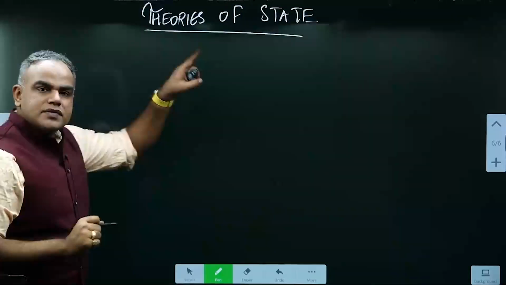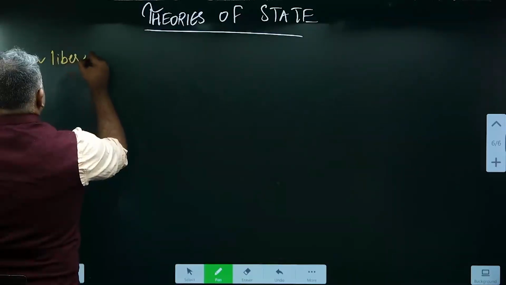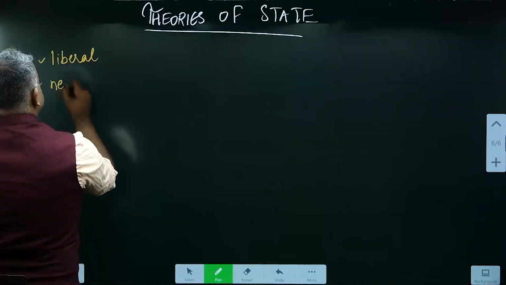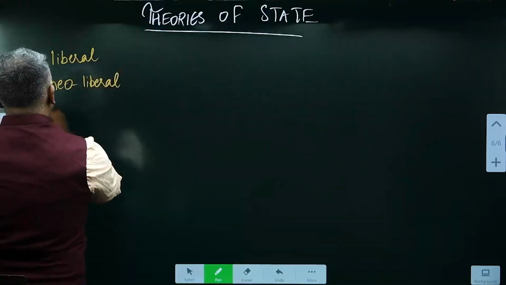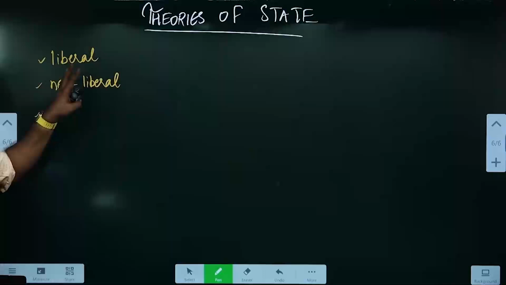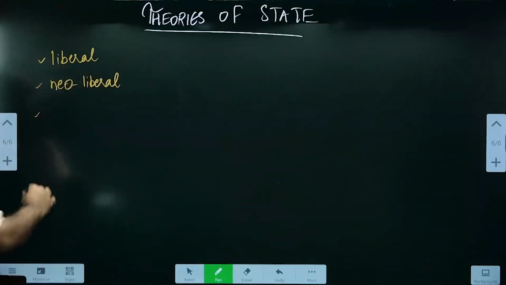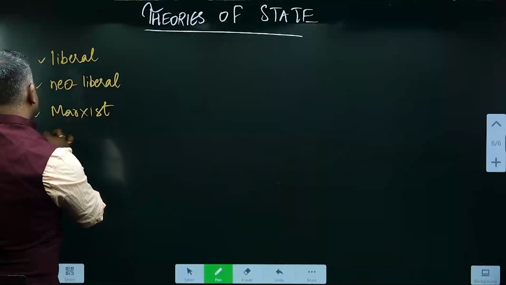So, it is written theories of state, and then there is a mention of the liberal theory of state. All of this is in the syllabus. Neoliberal theory of state. By now, you have some good idea. What is the liberal theory? What is the neoliberal theory? Okay. Marxist theory of state, this you know.